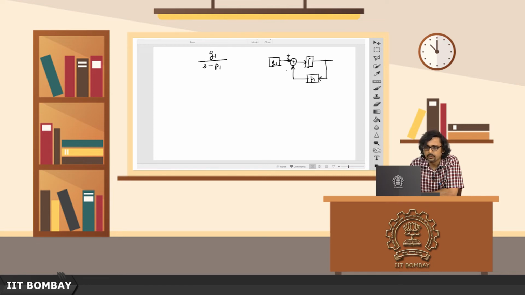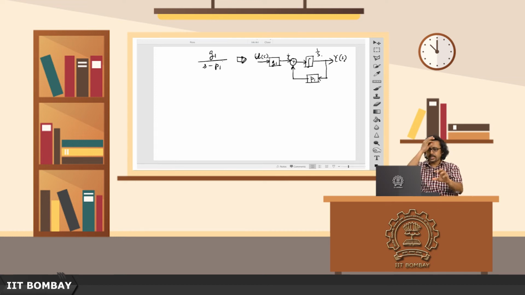So you now see that I can readily call this my U(s), big U, and this my Y(s). Why? Because this integration is nothing but 1 by s. So this is as good an analog computer realization of this transfer function as any. So this gives me an idea.